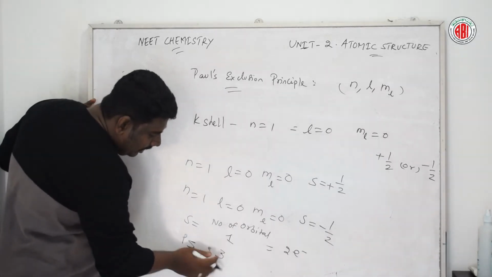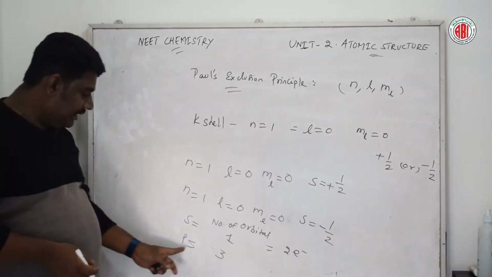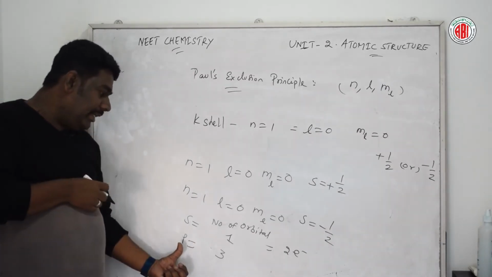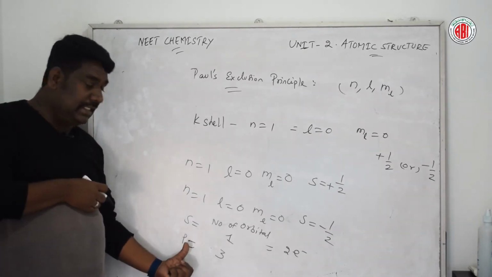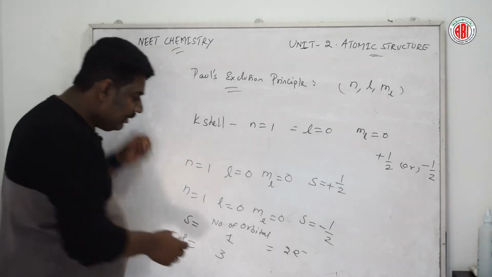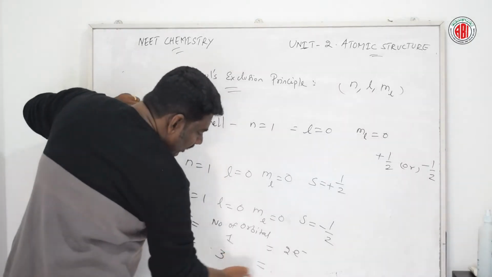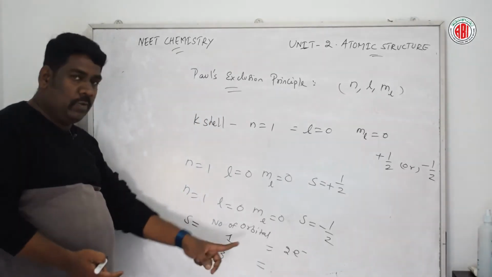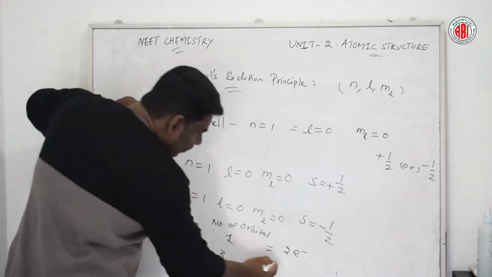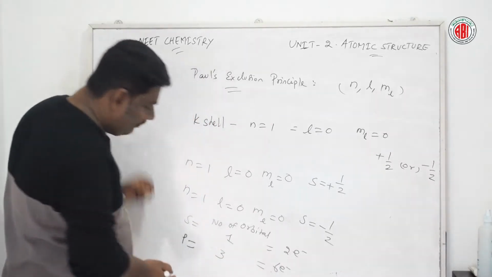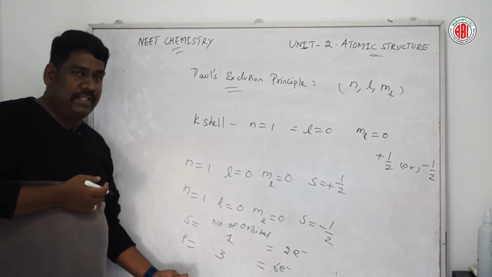Like the p subshell, the number of orbitals present here is 3: px, py and pz. That means 3 into 2, each orbital having 2 electrons. So 3 into 2, 6 electrons are present in the p subshell.